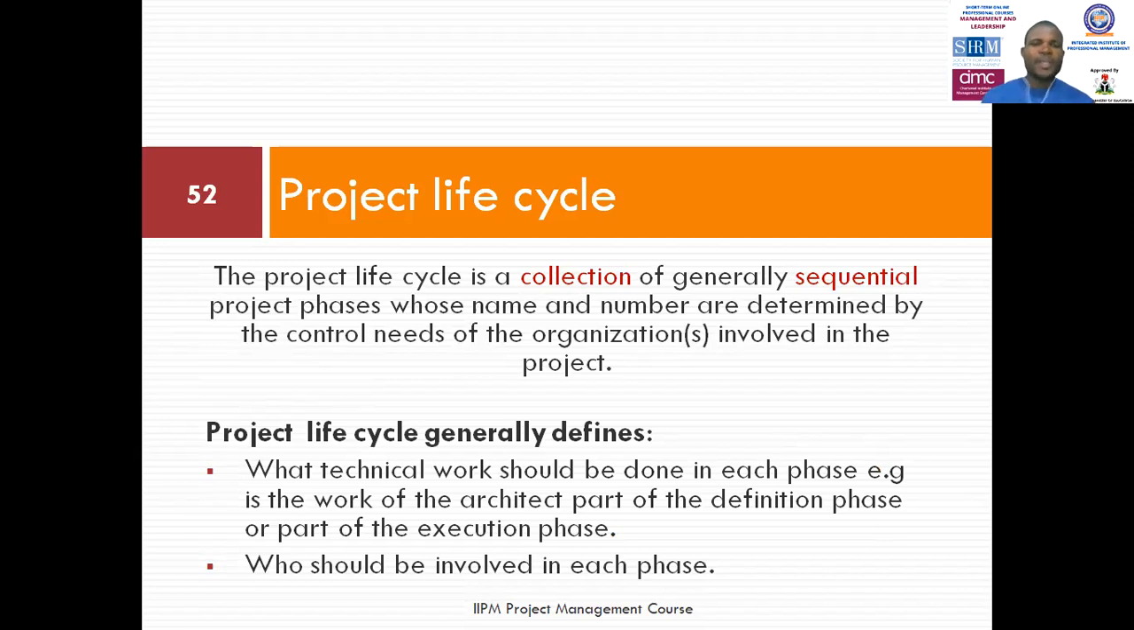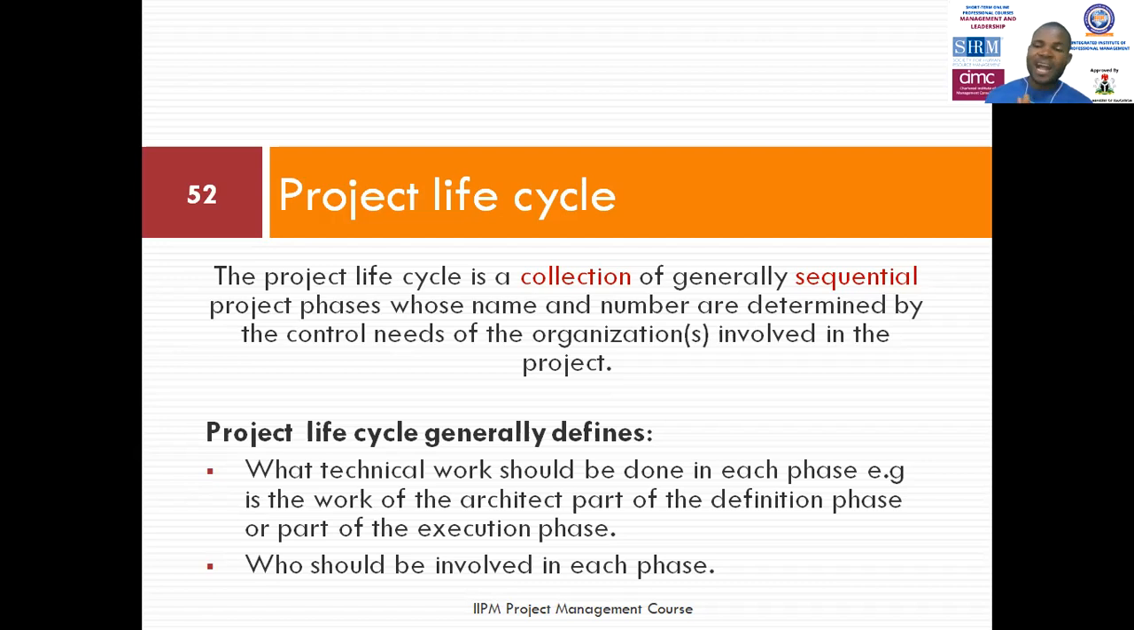All right. So the project lifecycle is a collection of generally sequential project phases whose name and number are determined by the control needs of the organizations involved in the project. Project lifecycle generally defines what technical work should be done in each phase. Example, is the work of an architect part of the definition phase or part of the execution phase? All of this will be described in the project lifecycle. Then who is involved in each phase? All of this will also be described.